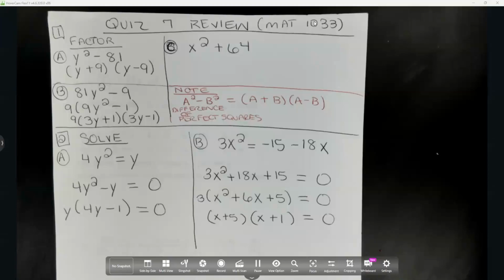All right, guys, here's your review for quiz 7. As we prepare for quiz 7, we want to look at these problems. They are very similar to the questions you're going to see on quiz 7. So begin with number 1.